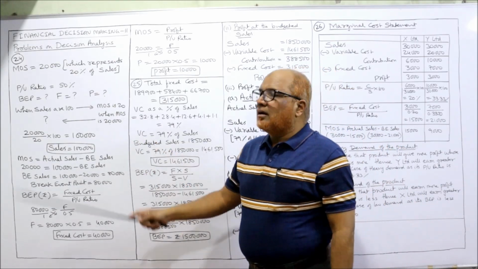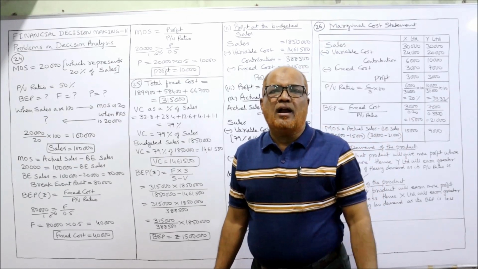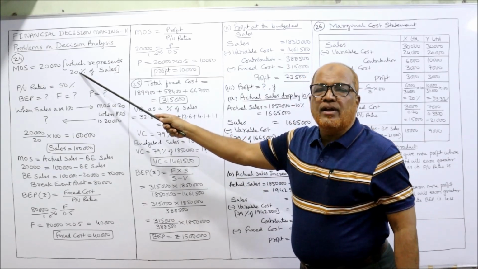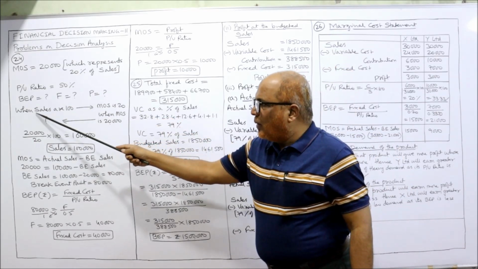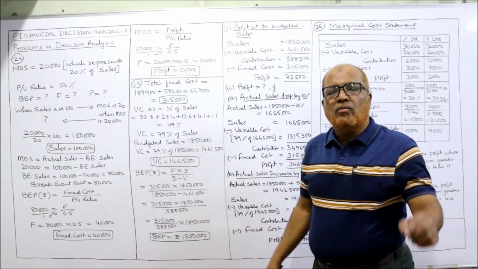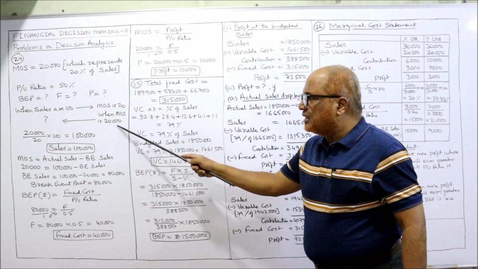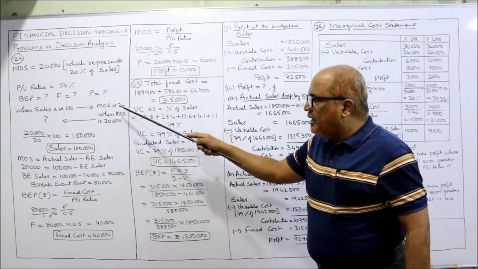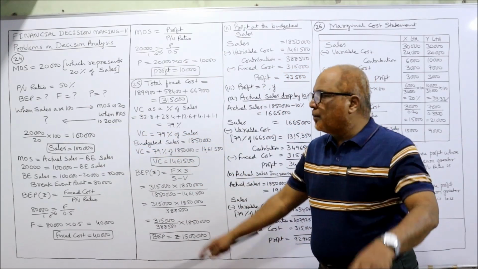Now see, when MOS is 20% of sales, it means if sales are 100, then MOS will be 20. Because according to this percentage, for every 100 rupees of sales, 20 rupees is the MOS. So when sales are 100, margin of safety will be 20, right? But the actual MOS here is 20,000. So when MOS is 20,000, how much would be the sales? 20,000 divided by 20, into 100. You will get 1 lakh. That means the sales are rupees 1 lakh.